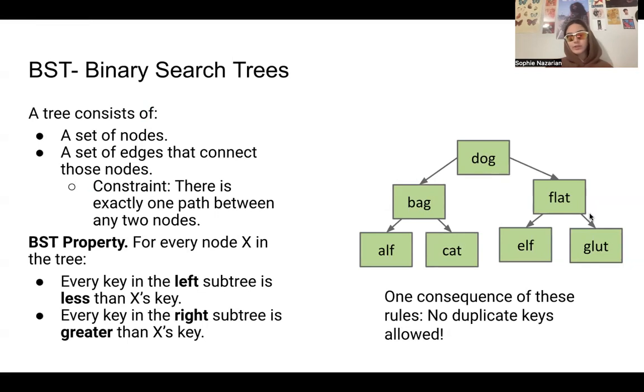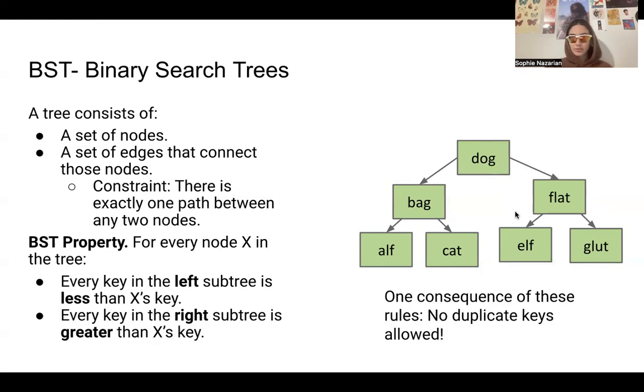So what is a binary search tree? What makes a binary search tree different than just a regular tree? Well, BSTs have a specific property. For every node X in a tree, every key in the left subtree of that key is always going to be less than, and every key in the right subtree is going to be greater than. One consequence of this rule is that no duplicate keys are allowed. This is because we're strictly comparing if it's less than or greater than, not if it's less than or equal to or greater than or equal to.